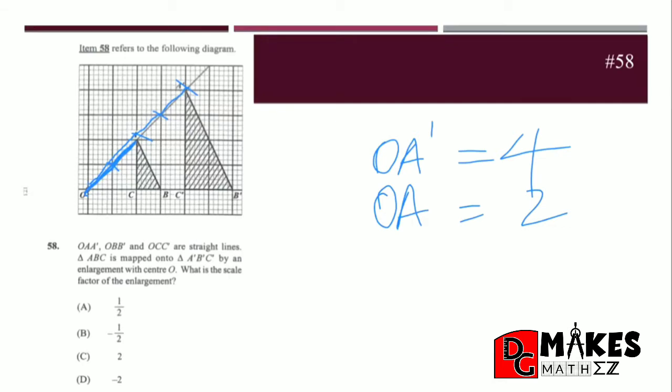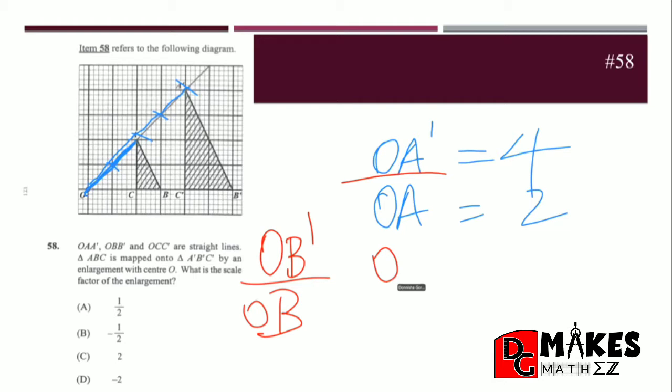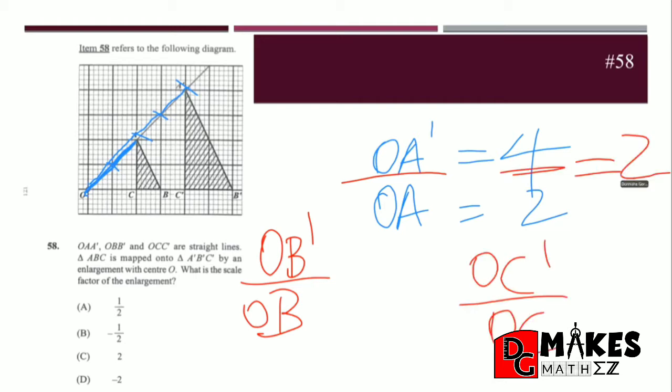So we take the length from the center of enlargement to A prime and divide that by the length from the center of enlargement to A. We could have also used OB prime divided by OB, or OC prime divided by OC. Any of these could have given us our answer. So 4 divided by 2 would actually give us 2. That is your scale factor of enlargement, which is C.